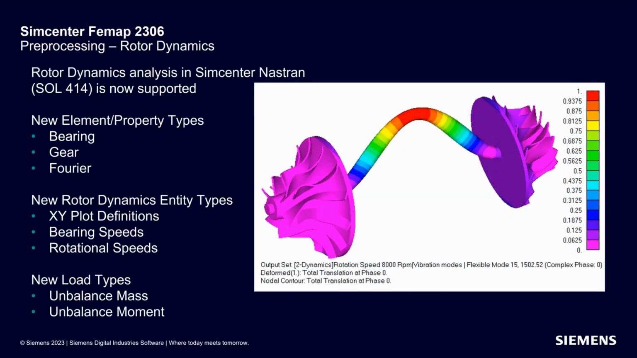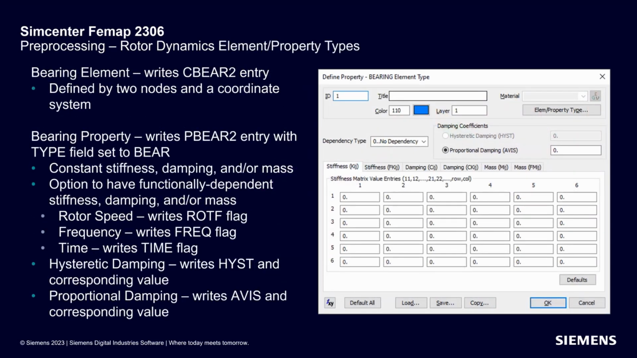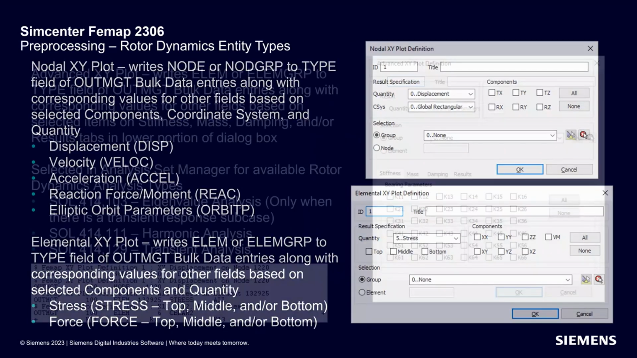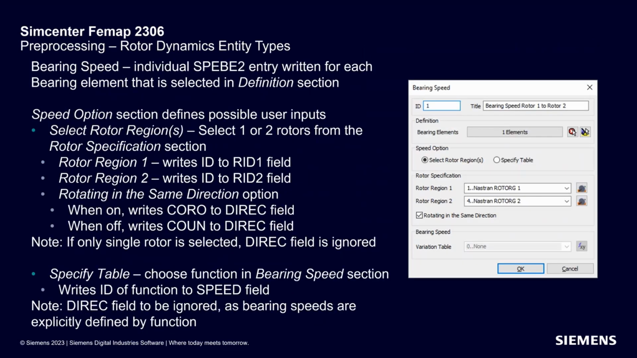So this is all the stuff we added in Femap for it. Again, I'm not really going to go over it very much, but we added 3 new element property types, a couple of rotor dynamics entity types, and 2 new load types for it. Then you're going to see me do this because we added a tremendous amount of support for this.